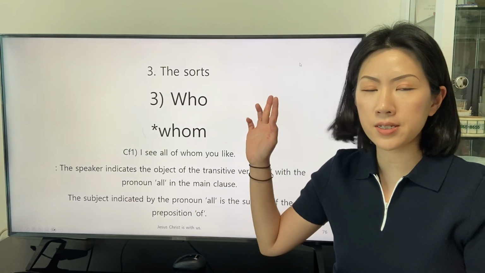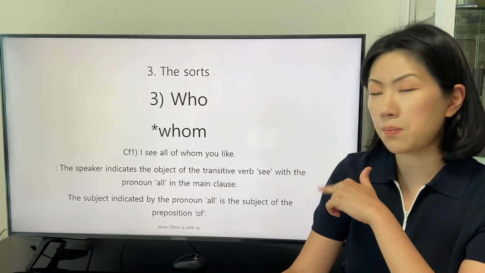There is a clause that is about the pronoun whom.